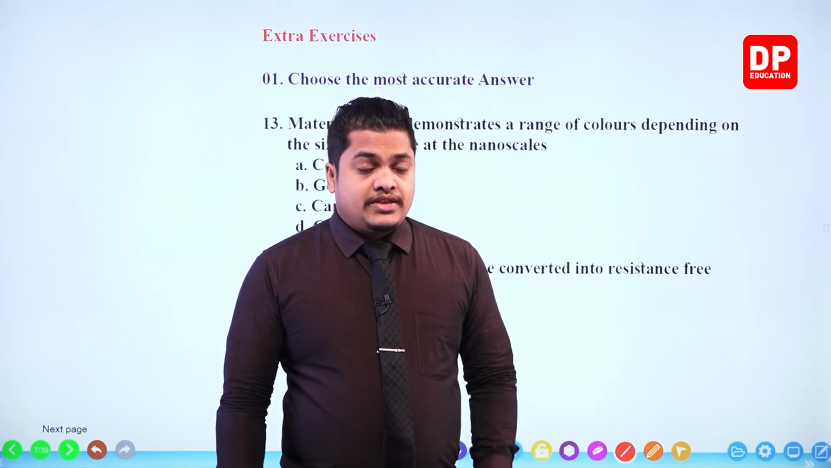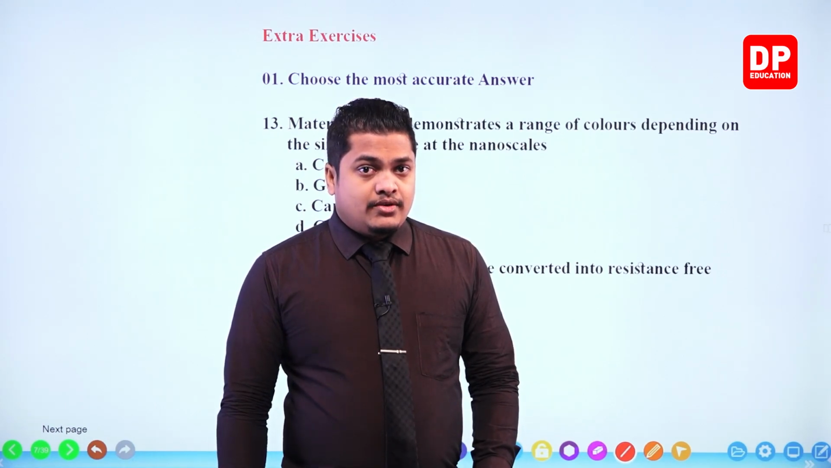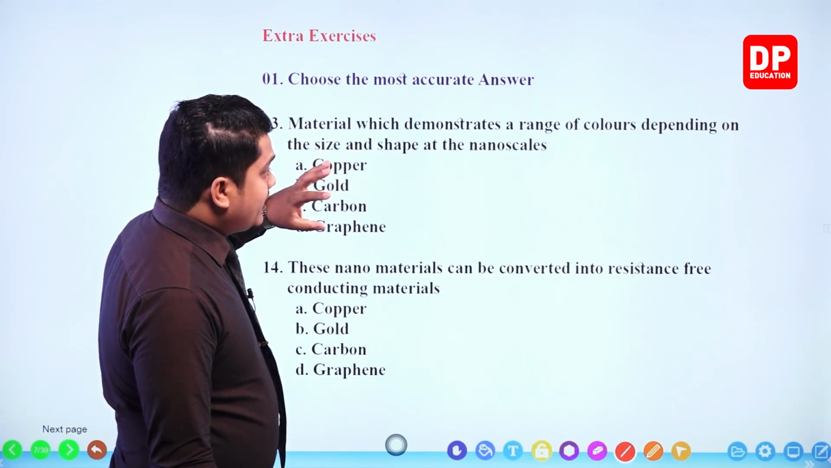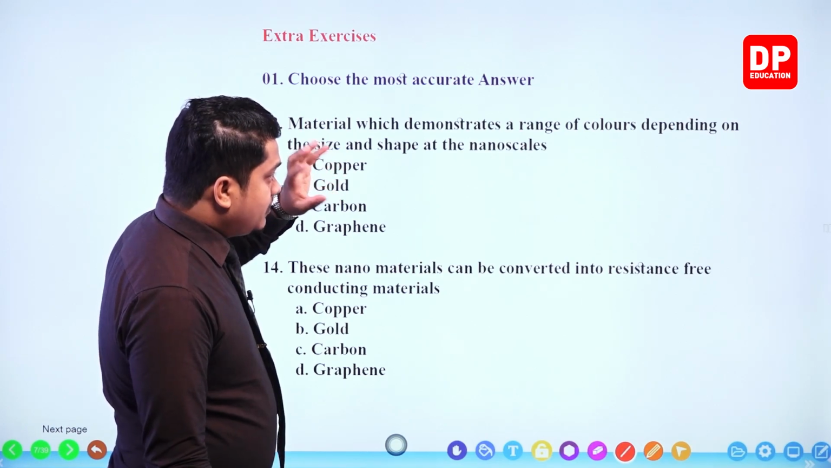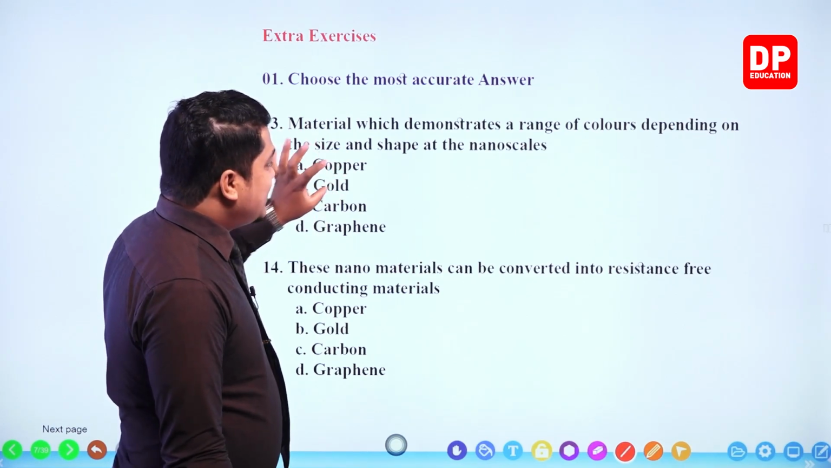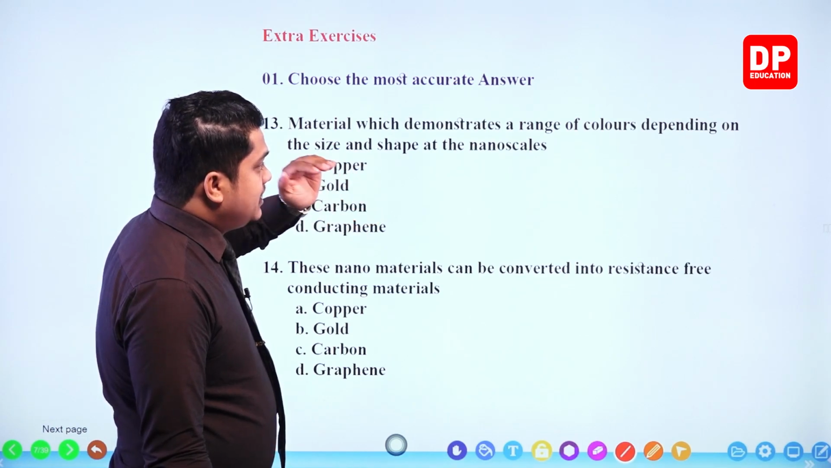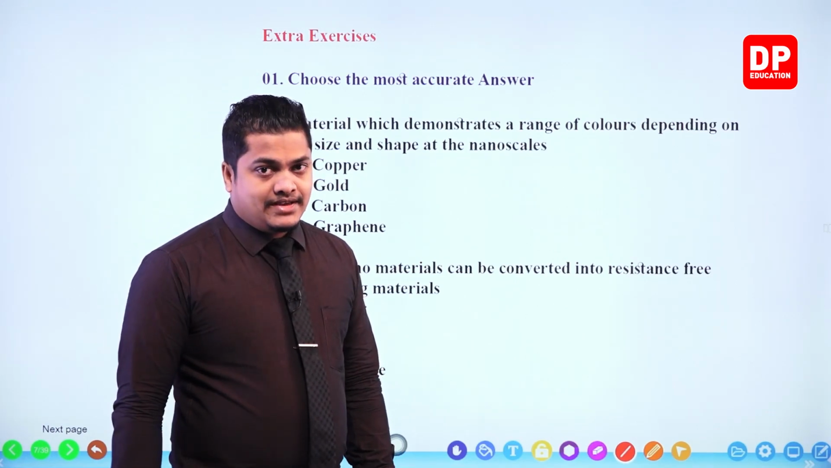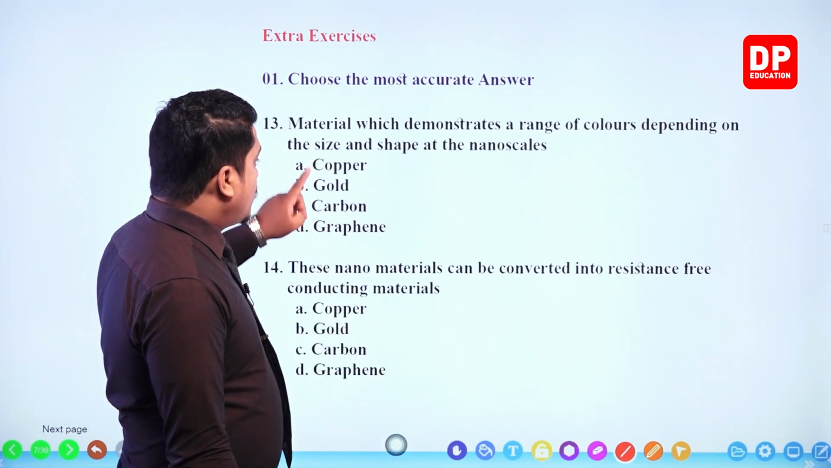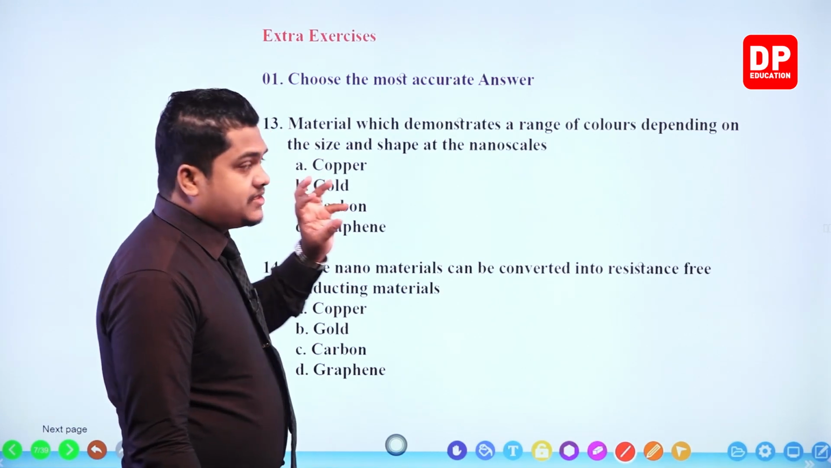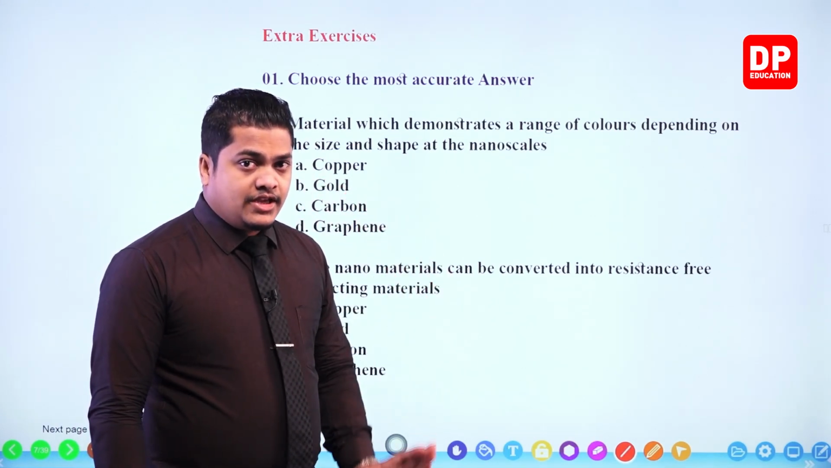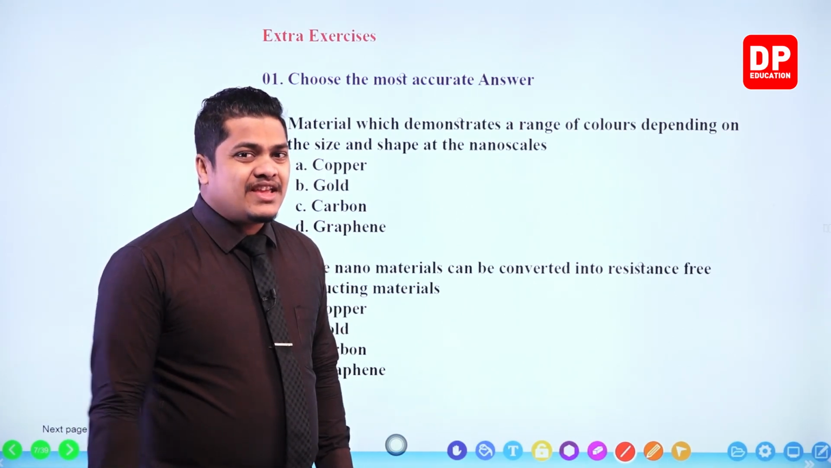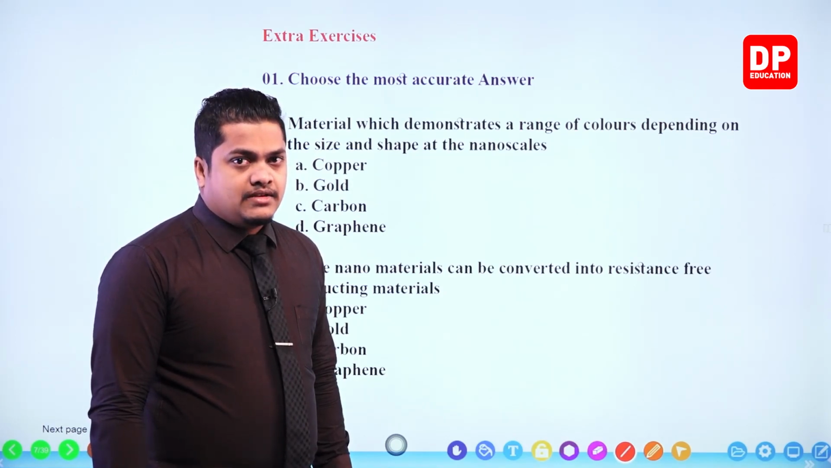So here the question is asking, according to the size and the shape of the nanoscale particles, a range of colors can be observed within this material. You have been asked, what is that material? You know that gold is a substance which is inert in nature, but it is very active, dramatically reactive in nanoscale, right?